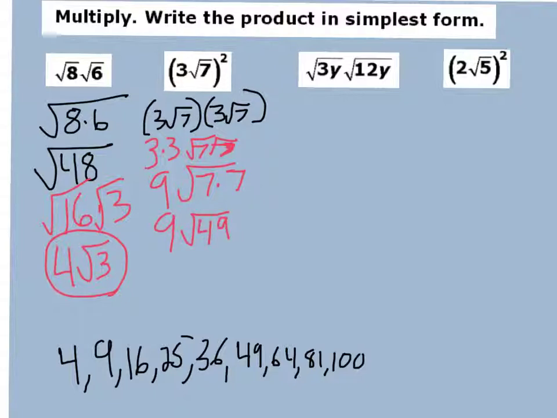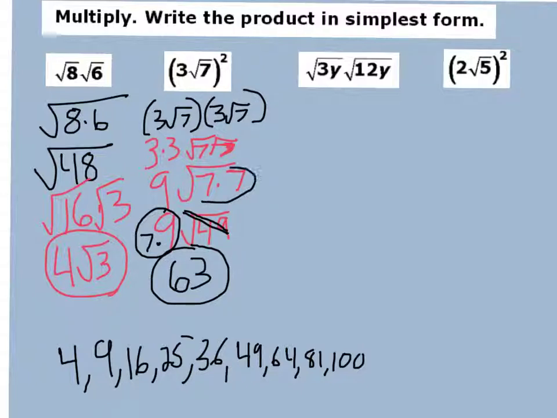Well, if I look at the square root of 49, I know that the square root of 49 is 7. So now this 7 is going to come out, and I'm going to multiply it to the 9. I end up with an answer of 63. Instead of doing square root 49, I could have circled these two 7s, and because I had a pair of them, I could bring one out. Same thing, same answer.